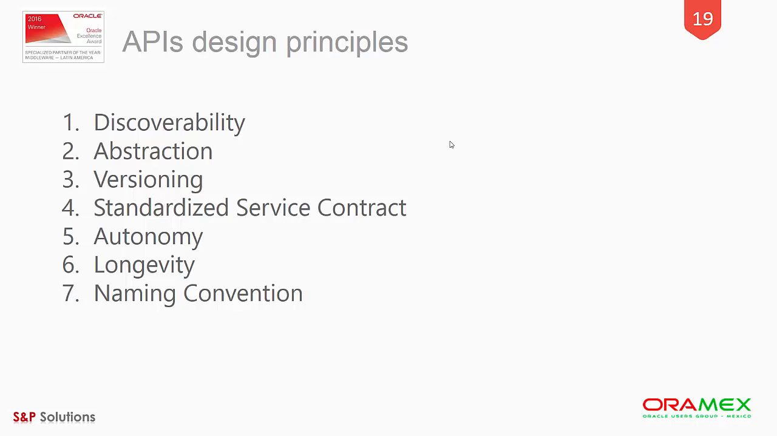Discoverability, we need to document our APIs in a proper way. If they are going to be published on the internet and we are going to have users or consumers looking for them, we need very good documentation.